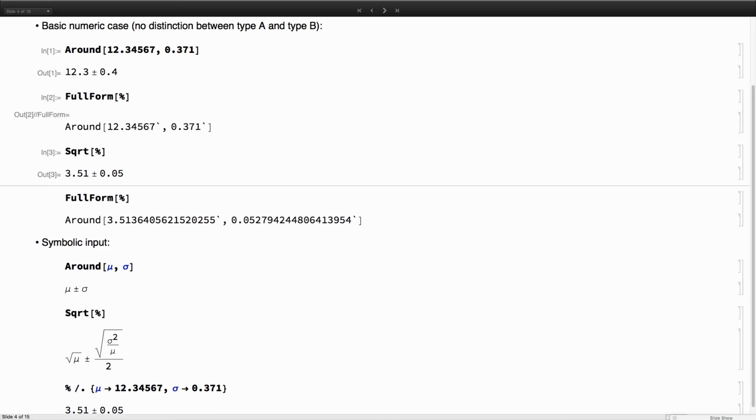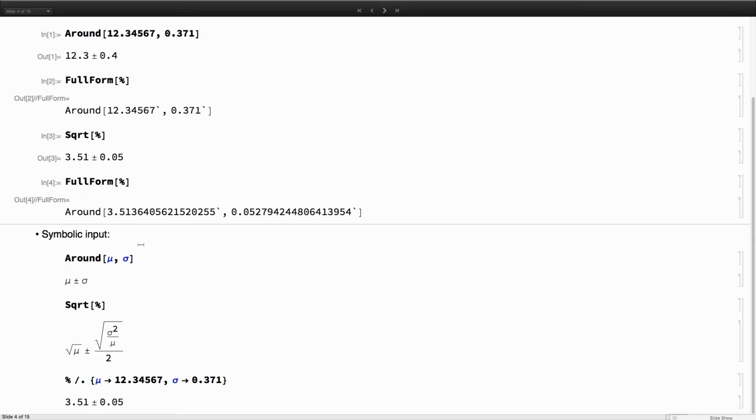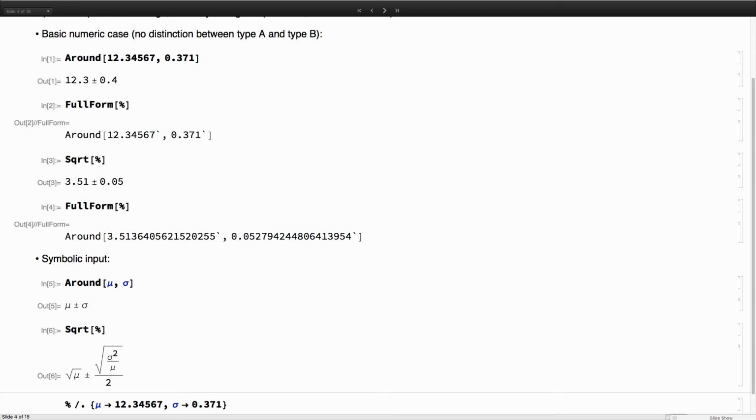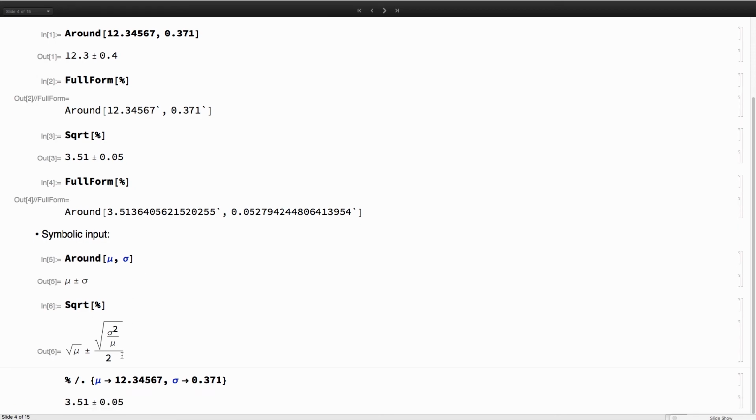So we can do the combinations. And we can also handle symbolic input, just in case we want to see which formulas we are using internally. So something very simple like that would be the formula for the uncertainty, the standard linear propagation of error in a square root. And of course, if we now replace the numbers that we had inside, we obtain the same value. Right? That's very simple. That's a basic idea.